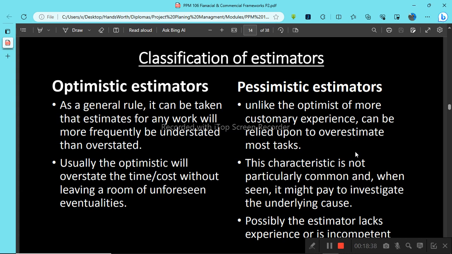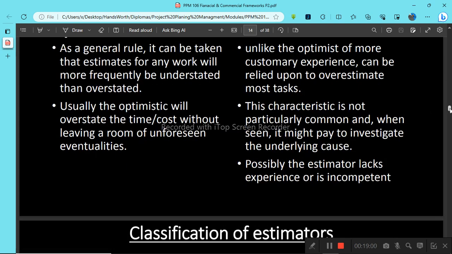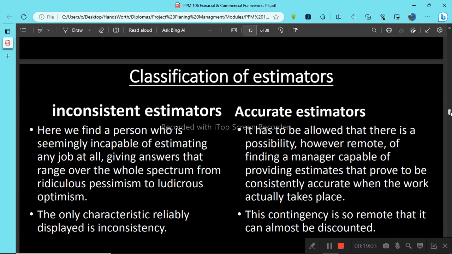Unlike the optimist, the pessimist, of more customary experience, can be relied upon to overestimate more tasks. This characteristic is not particularly common, and when seen, it might pay to investigate the underlying cause. Possibly the estimator lacks experience or is incompetent. So here there is doubt, because maybe due to lack of exposure, maybe the estimator is not that competent, and so on and so forth.